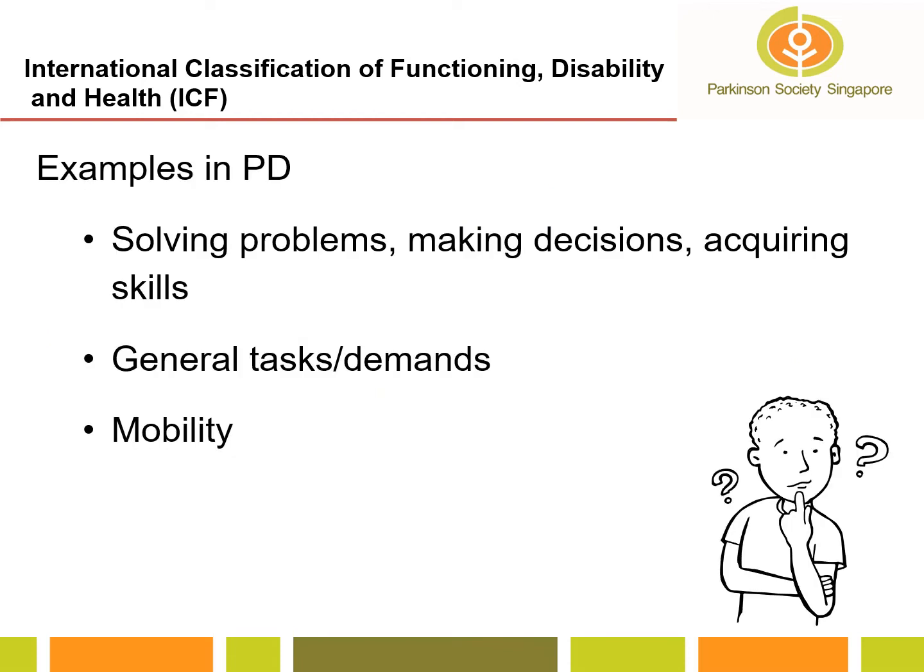Some of the examples of activity limitations in people with Parkinson's include having issues with problem solving, or they may have issues making certain decisions, and they may have problems acquiring new skills because of things like reduction in safety awareness, safety insights, or generally they just have problems with problem solving. All right, they may also have problems with general tasks or general demands because they lack the skill to do a task. They have problems with multitasking as well. All right, and most commonly, our clients do have issues with their mobility, which itself is an activity.